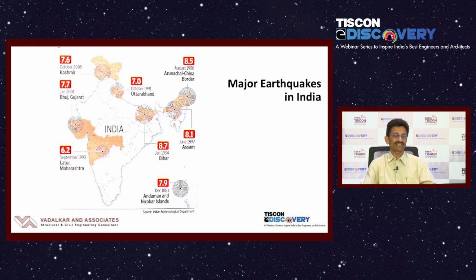If you look at major earthquakes in the map, you can see different earthquakes here. The Latur earthquake is mentioned here, which happened in 1993 with a magnitude of 6.2. Then we have the 1991 earthquake in Uttarakhand, and the Gujarat earthquake in the Bhuj area, which had the higher magnitude of 7.7. So this is the map which indicates at what time the earthquake occurred and what the magnitude was.